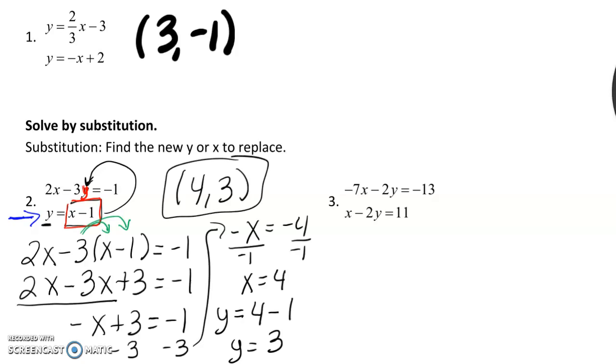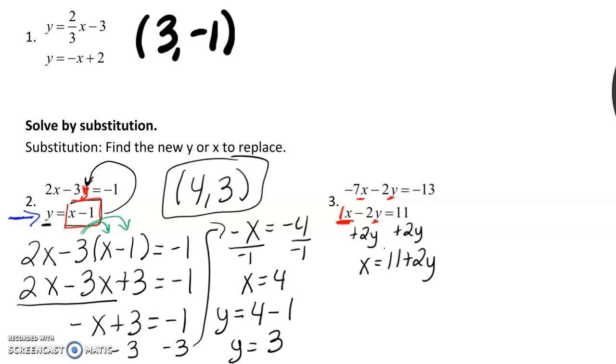Okay, so on the next substitution problem, we don't have a variable that's already by itself. So when I look at the 4 variables, which would be this x, this y, this x, and that y, I want to look for the variable that doesn't have a number in front of it, that has a 1 in front of it. That happens to be this x right here. So I'm going to solve to get that x by itself. I'm going to add 2y to each side. That gives me x equals 11 plus 2y.